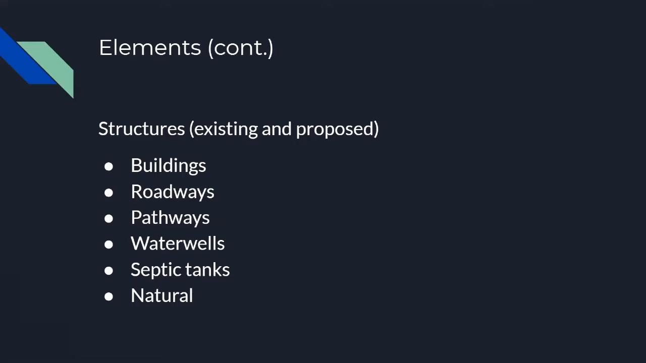Water wells are a big one because they show where water on the property is and where you could access it from. Septic tanks basically show where waste would go. And also natural structures such as trees, bushes, anything like that.